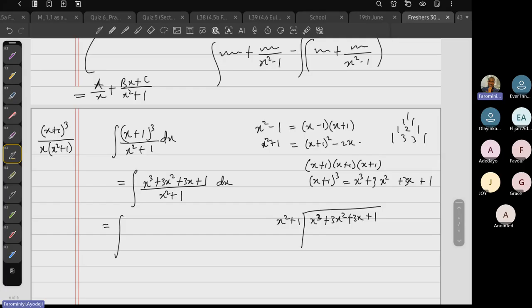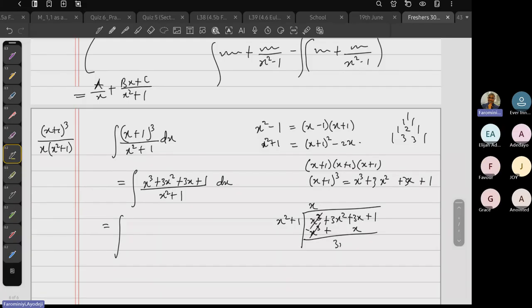The x squared in x cubed is x. Then that would be x cubed plus x. We subtract and we get 3x squared plus 2x plus 1. X squared in 3x squared is plus 3. Then we have 3x squared plus 3. Then we subtract and we'll be left with 2x minus 2.